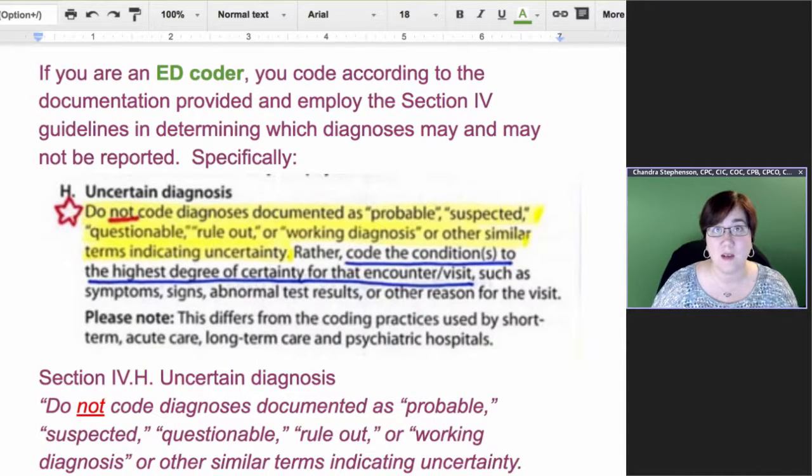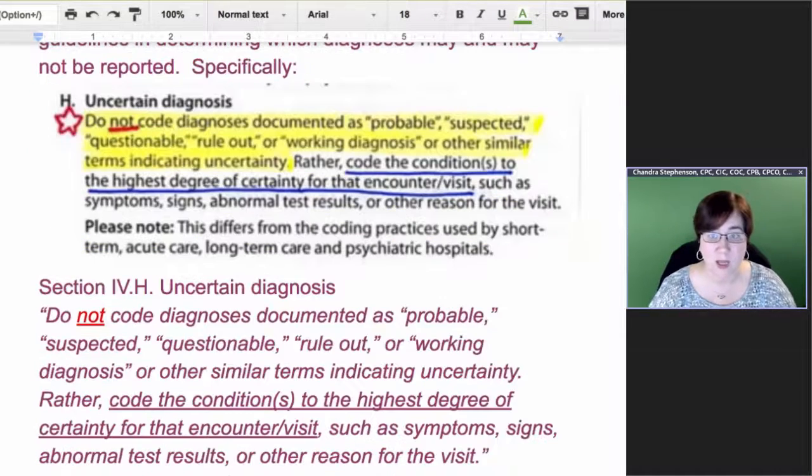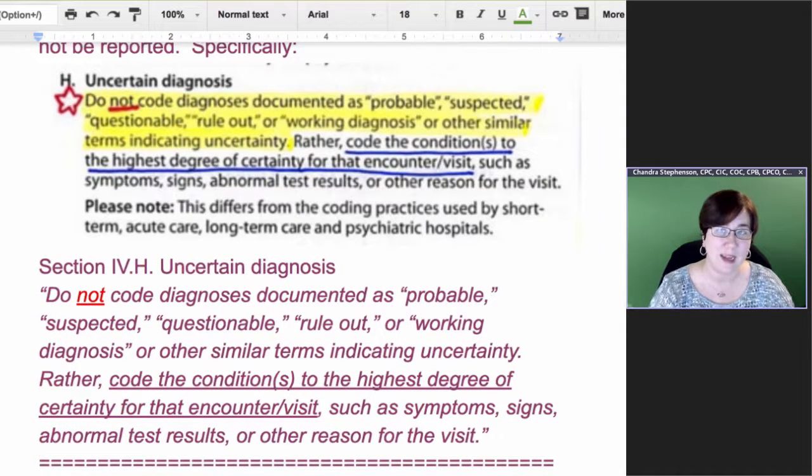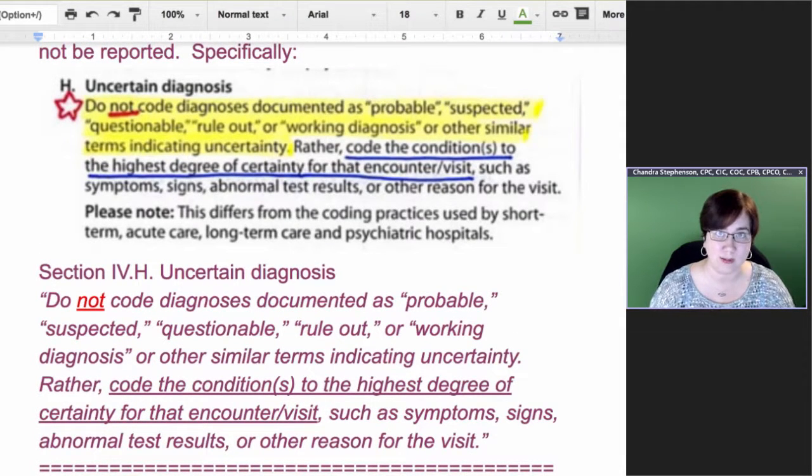When it comes to uncertain diagnoses, which is what this question started with, right? What do I do with those probable, suspected, likely, rule outs, all of those? The guidelines are specific. Now what I did was I pasted in a picture of the guidelines directly from my coding manual. That's why they're all marked up. And then I typed up the same thing. So in case it came out blurry or you had trouble reading it, you could actually see it typed as well. But what those guidelines say is if you're coding for the hospital outpatient department, you do not code for any diagnosis that is documented as probable, suspected, questionable, rule out, working diagnosis, or anything else that indicates uncertainty.